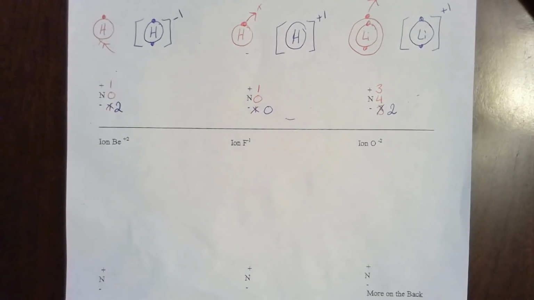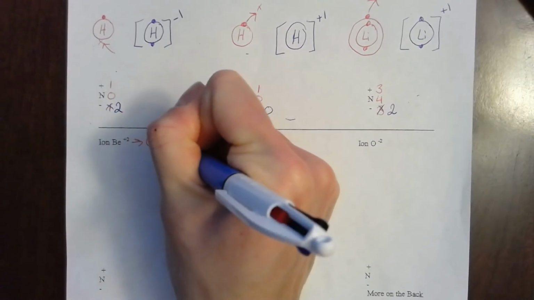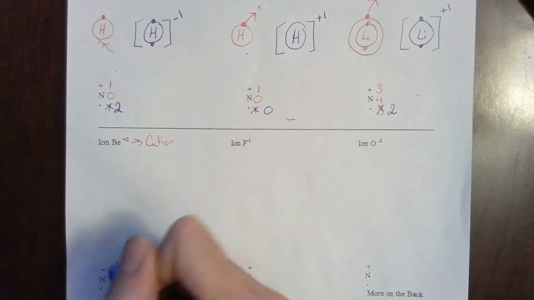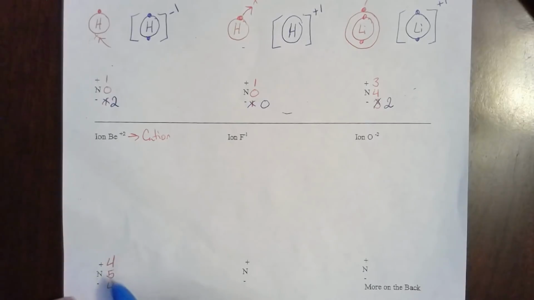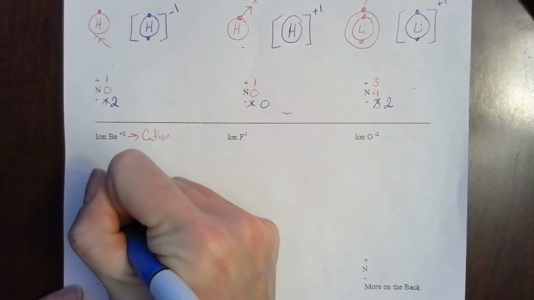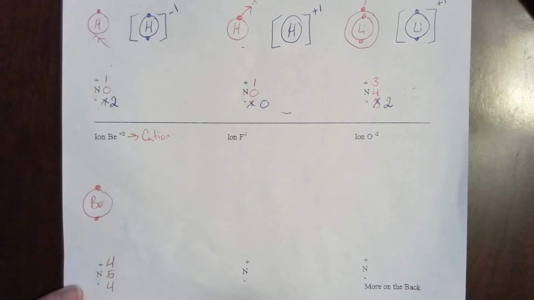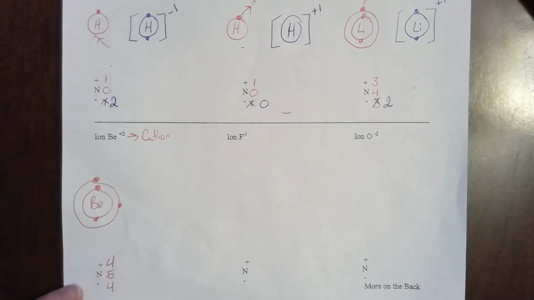Here I have a beryllium ion. It too is a metal. It'll form a cation. Beryllium has the atomic number of 4, 5 neutrons, and a normal neutral atom of beryllium has 4 electrons. So my protons and my electrons cancel each other out. So for beryllium, 2 electrons in the first orbital, 2 electrons in the second orbital.